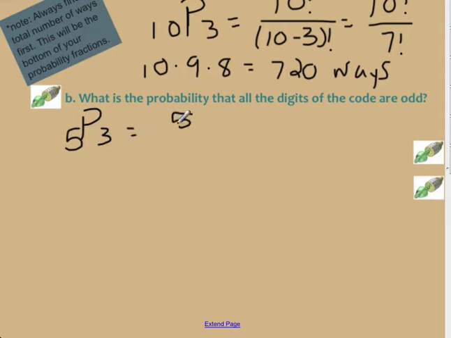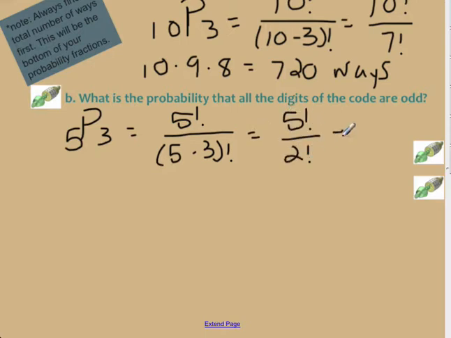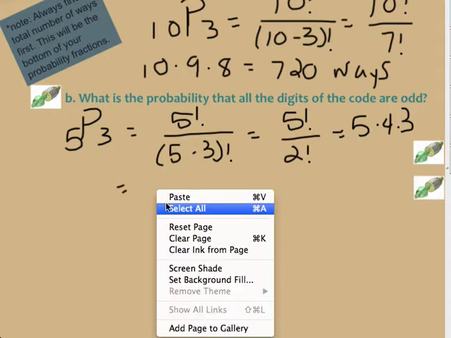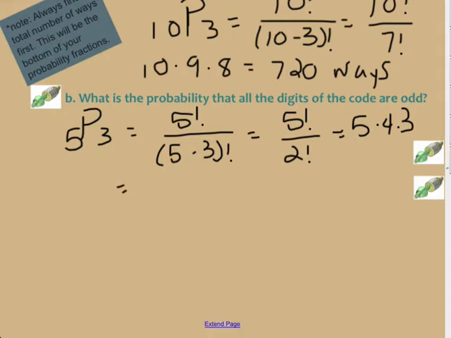So on the top, we're going to have 5 factorial, and on the bottom, we're going to have 5 minus 3 factorial. So that's going to be 5 factorial over 2 factorial. So left on top is just 5 times 4 times 3, and that's going to give us 60. Sorry, oops. Let me use my marker. 60.